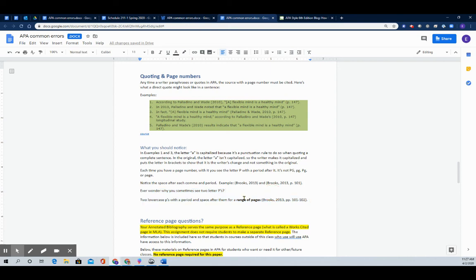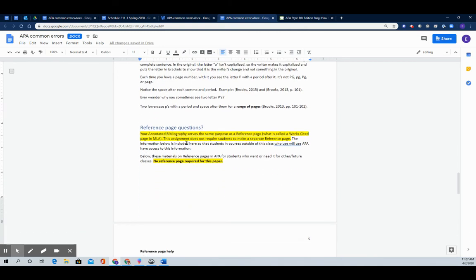That's going to be the end of the required section. I do have more information in the document. I put it down here because I'm going to anticipate a question. Hey, do we need a reference page? No. Your annotated bibliography is a reference page, actually. It's a reference page with examples, basically.